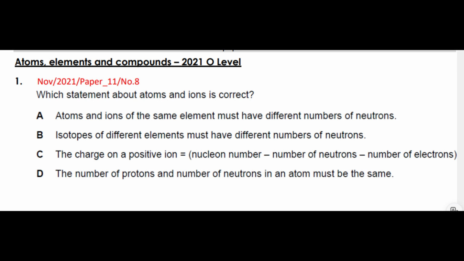Delta says the number of protons and neutrons in an atom must be the same. No, that is not the condition. There are some atoms that don't have the same number of protons and neutrons, and they do form ions. Basically the statement is asking which statement is correct for both atom and ion. So Charlie is the correct option for that question, because we have just calculated the example of sodium, showing how it justifies the formula. So Charlie is the correct answer for this question.